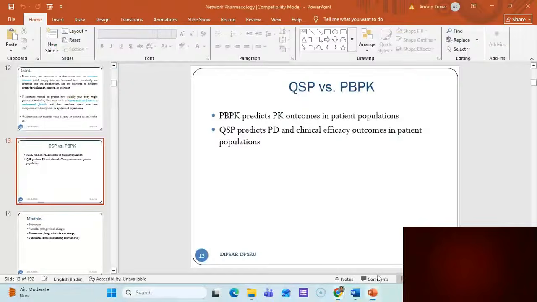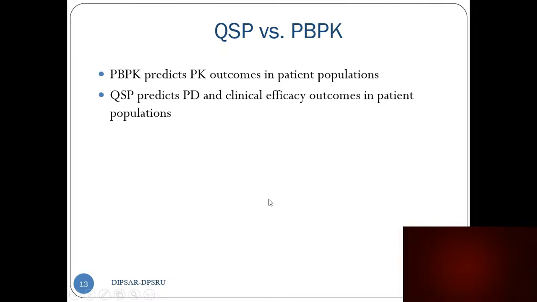Coming back to the slides, you can predict pharmacodynamics and clinical efficacy outcomes in the patient population. When you are using these PBPK models, if you want to see particular pharmacokinetics in a particular type of patients, you can predict it, because you have to put in the physiology-based input information, and based on that it will predict it, right?